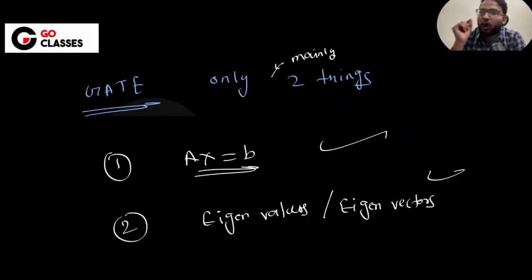Now in GATE, only mainly two things are there. Ax equal to b and eigenvalues, eigenvectors. Obviously determinant and all of this little bit things are also there. How to find determinant and all. So I hope that you know how to find the determinants, right? Mainly we will be seeing Ax equal to b and eigenvalues, eigenvectors. So now we are going to enter into the world of linear algebra.